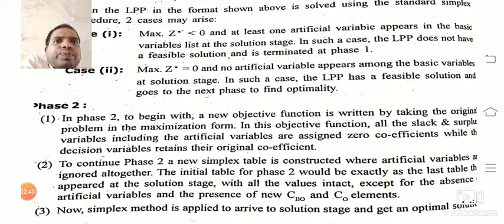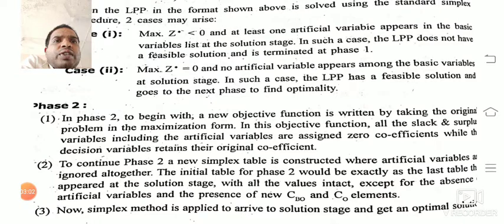In phase 2, we begin with a new objective function written by taking the original problem in maximization form. In this objective function, all the slack and surplus variables, including the artificial variables, are assigned 0 coefficients, with the decision variables retaining their original coefficients.